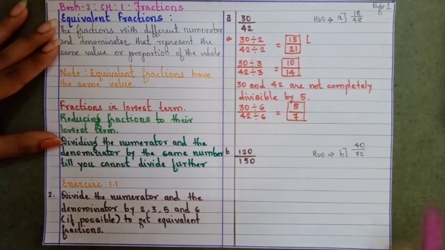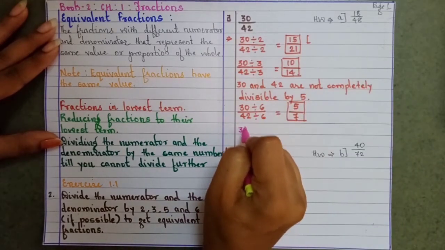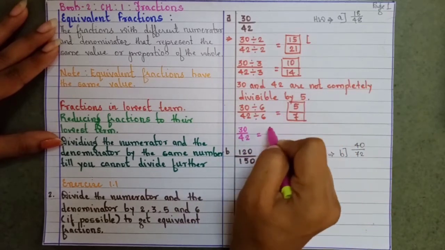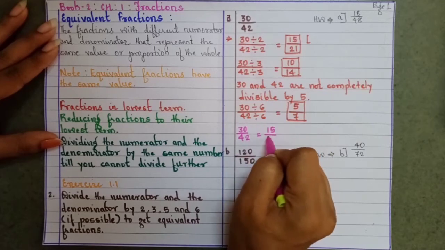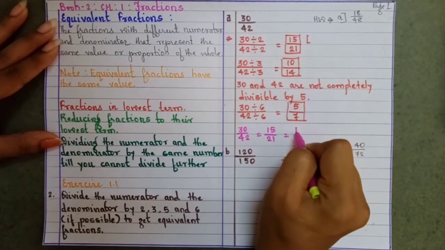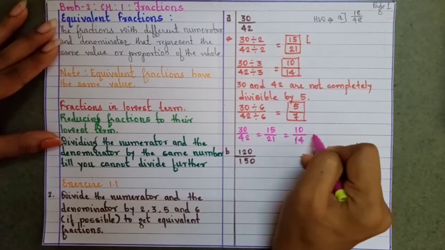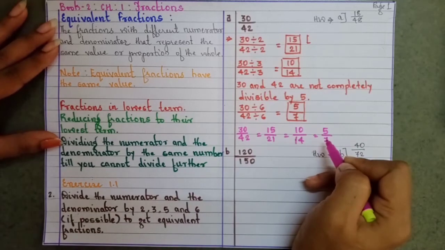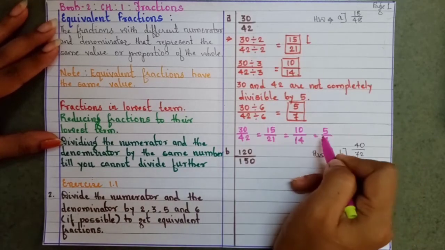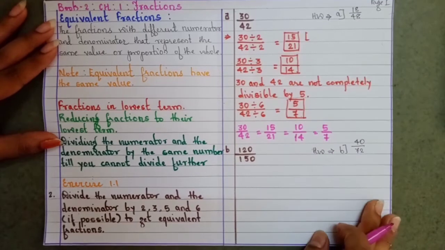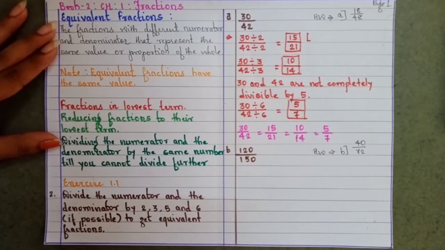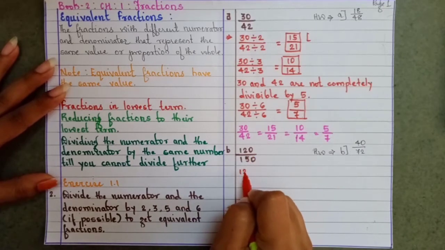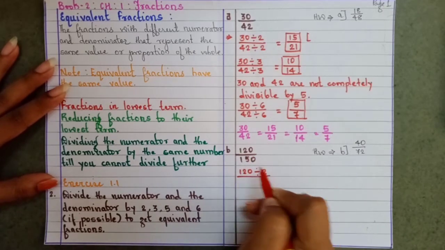Therefore, 30 upon 42 can be written as 15 upon 21, and one more equivalent fraction to that is 10 upon 14, and one more equivalent fraction to that is 5 upon 7. All fractions look different but represent the same value. Okay, so such fractions are equivalent fractions. Now let's solve the next example. So let's divide 120 by 2.